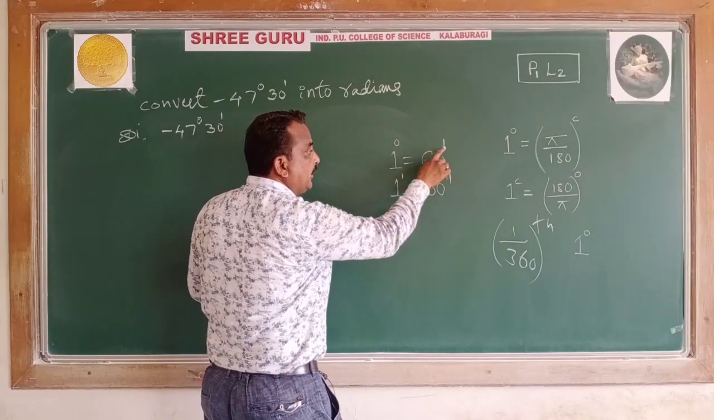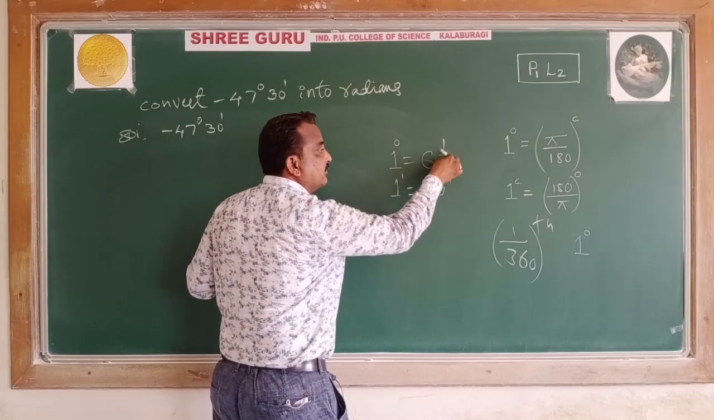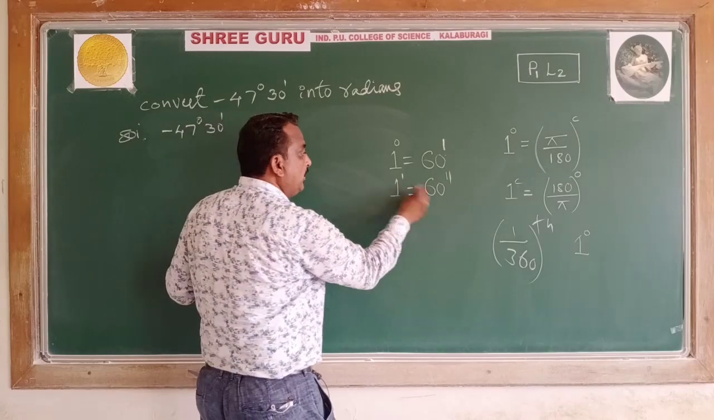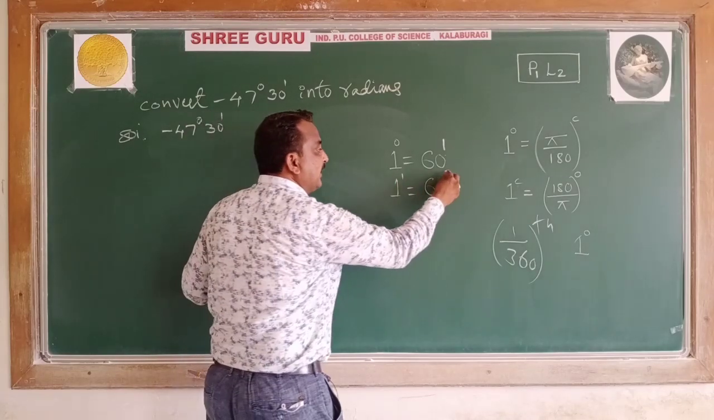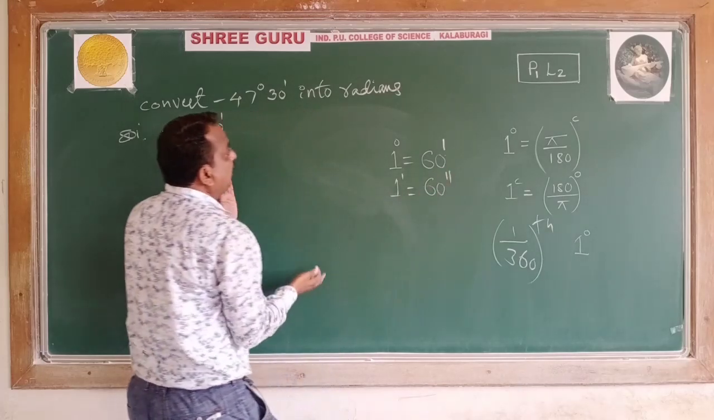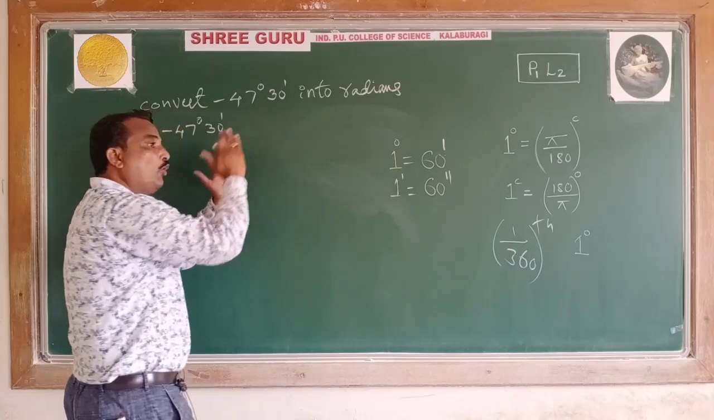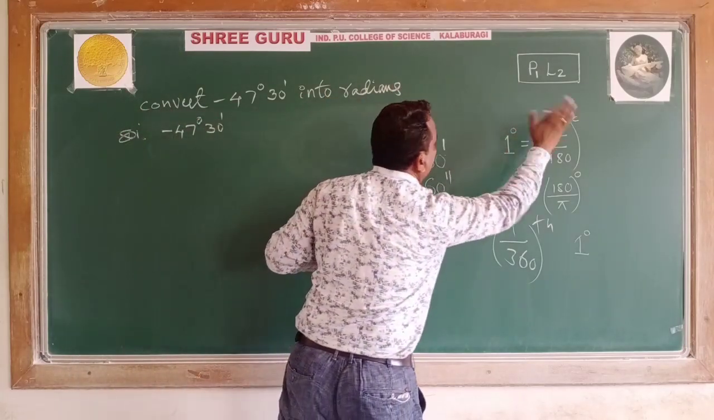In 1 degree there are 60 parts, known as minutes, 60 minutes. The minutes are denoted like this. And in 1 minute, you know very well, it is divided into 60 seconds, and seconds are denoted like this. So now you have to convert seconds to minutes, minutes to degrees, and that whole degree quantity you have to convert in terms of a radian.